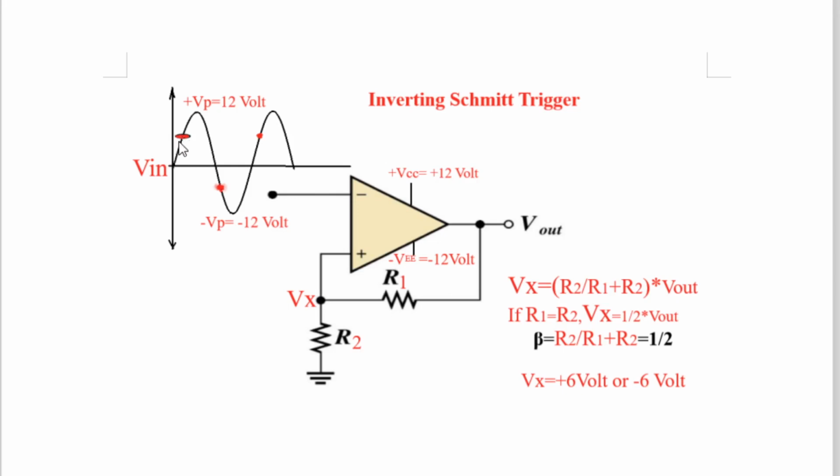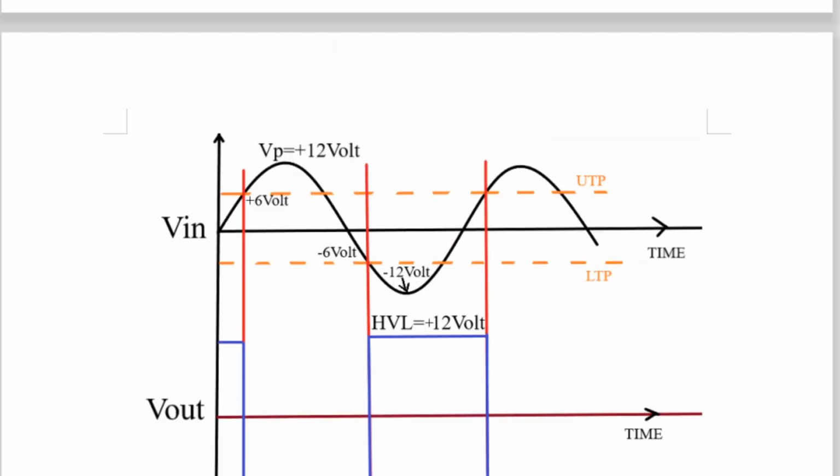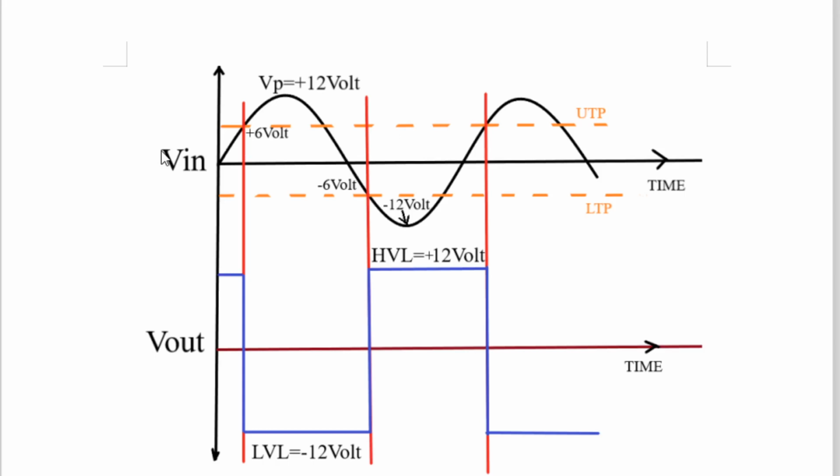As soon as this crosses 6 volt, this voltage becomes greater than 6 volt over here. And therefore, whenever the voltage at the inverting pin is greater than the voltage at the non-inverting pin, the output of the op amp changes from HVL to LVL, and it goes to LVL, which is shown in that graph. So let us come see here. From 0 volt to 6 volt, the output of the op amp Vout is in HVL.